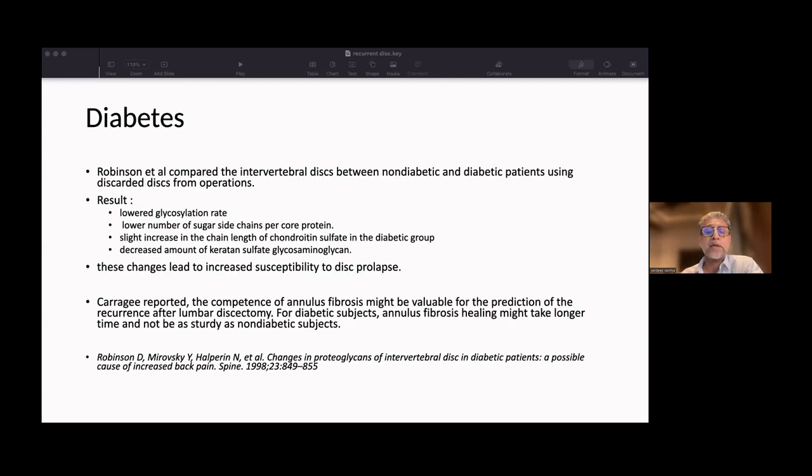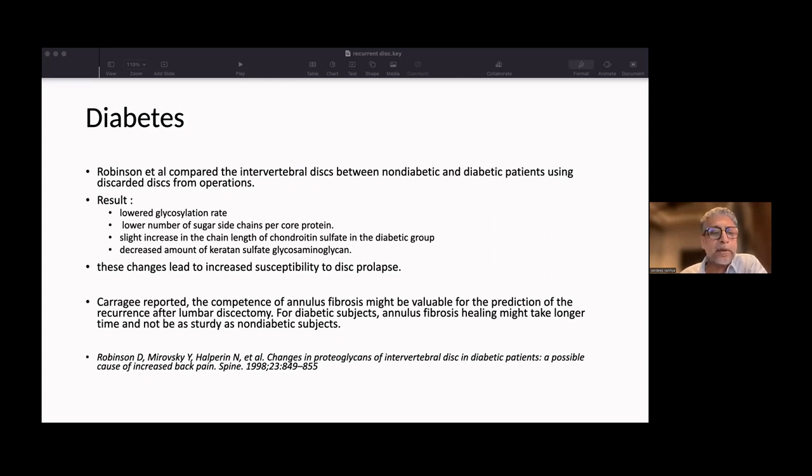Now, coming to diabetes, which has been found to have a strong association, Robinson et al. compared the pathological specimen of discarded disc from operations. And they compared the intervertebral disc between the non-diabetic and diabetic patients. So they found that in diabetic patients, there was lower glycosylation rate, there was lower number of sugar side chains per core protein, there was slight increase in the chain length of chondroitin sulfate, there was decreased amount of keratan sulfate glycosaminoglycan. Frankly, I don't understand what all this means, but I'm just reading it out.